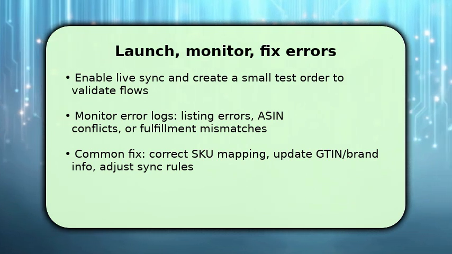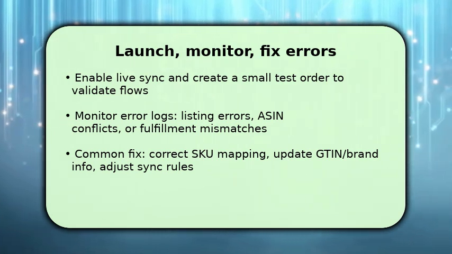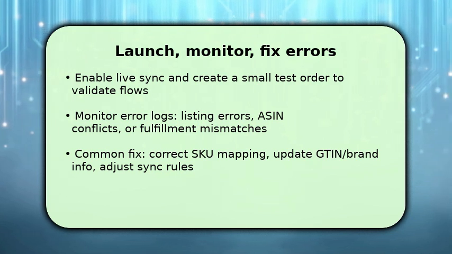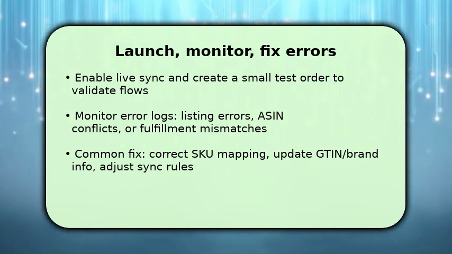One troubleshooting tip: when listings fail, revert to a single product test. Fix the SKU/GTIN or brand metadata, then relaunch to avoid widespread errors.